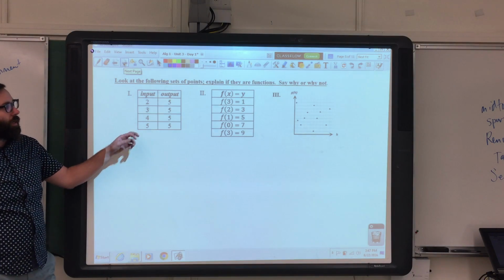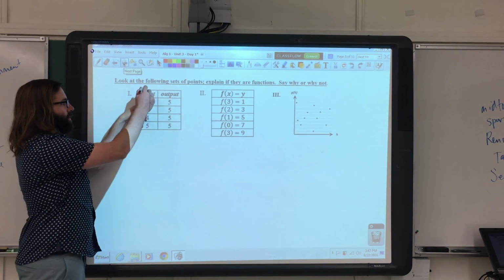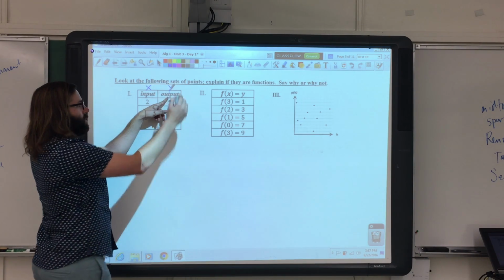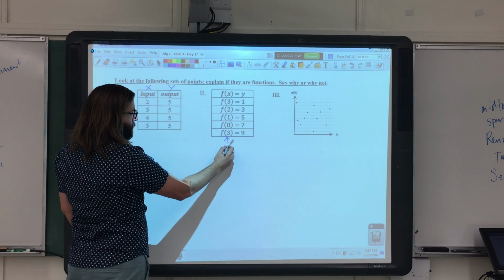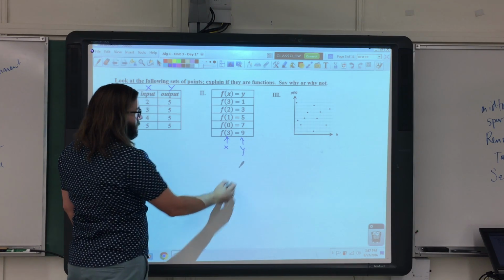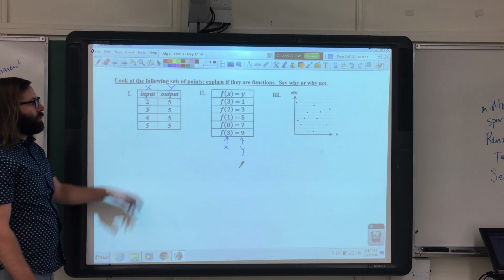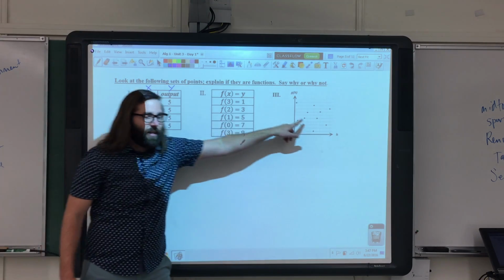Okay, let's see if they're functions. Remember, input, that's our x. Output is our y. Remember, f of x, these are all x's. These are all y's. So let's look real quick in your groups. Is it a function? Is it a function? Is it a function?